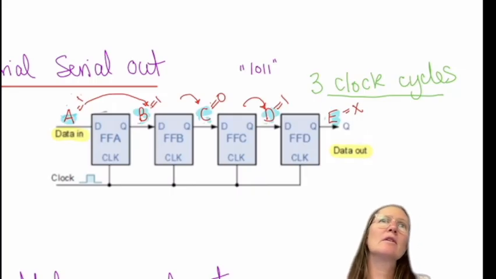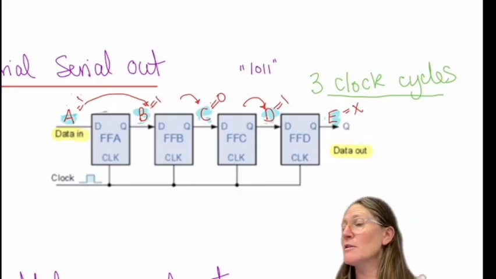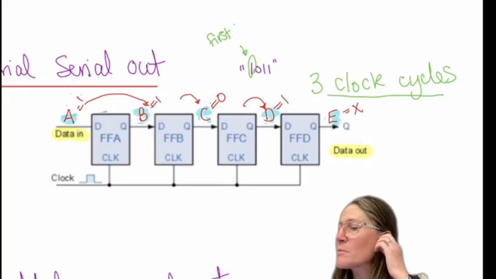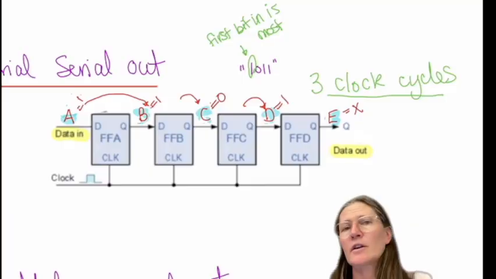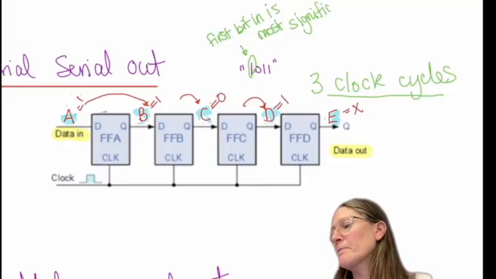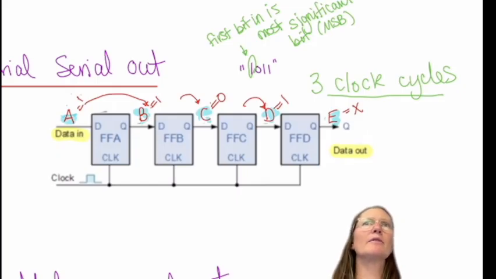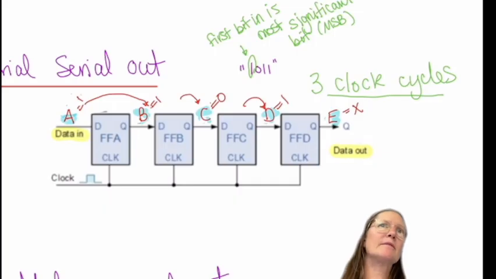So does it mean that it reads it left to right? So the first one in is going to be, yes, this one first. First bit in is the most significant bit. And then coming out would be that most significant bit again as it comes out of it. Does that make sense? Okay. All right, any other questions on this?